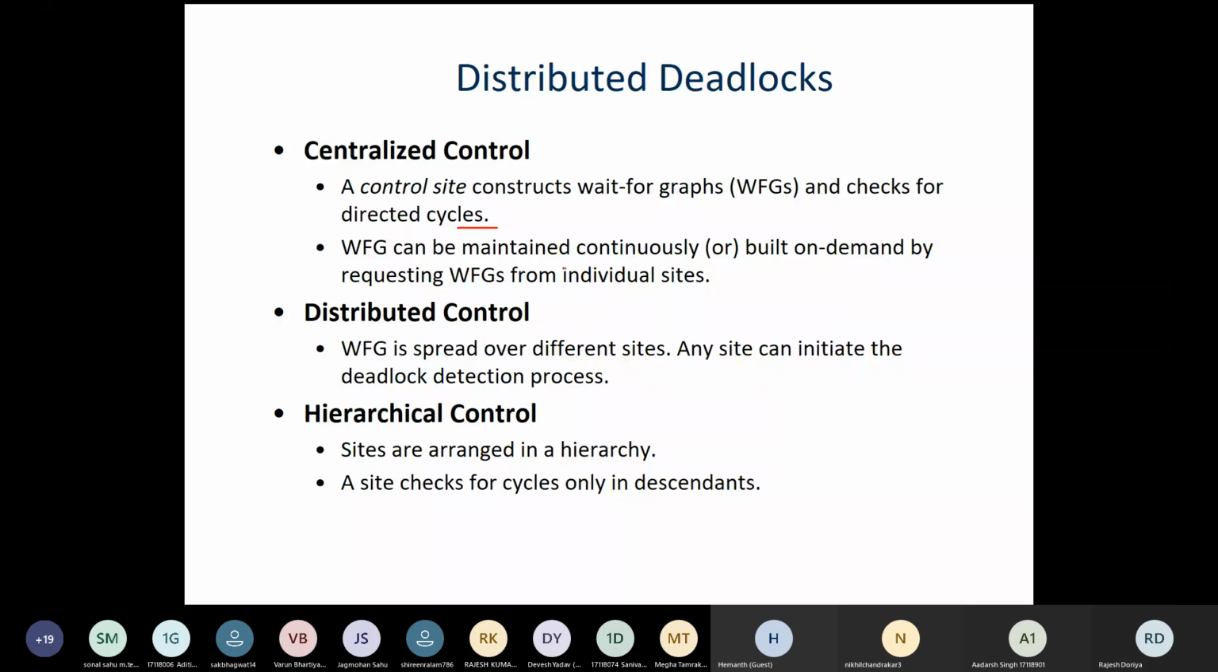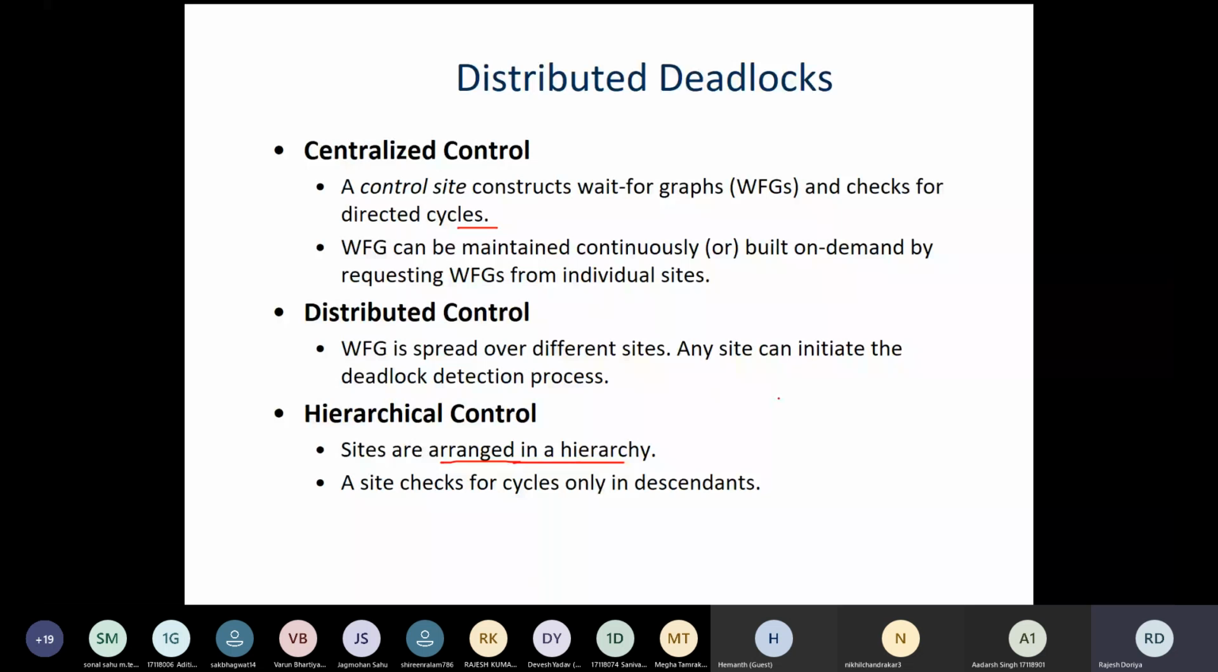Fine. And in case of distributed control, WFG is spread over different sites and any site can initiate the deadlock detection process. While in case of hierarchical control, sites are arranged in a particular hierarchy.